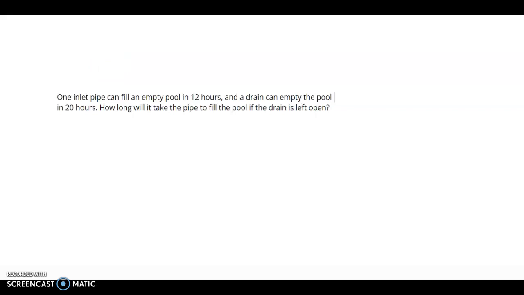Okay, we have a work problem here. We have an inlet pipe that can fill a pool in 12 hours and a drain can empty the pool in 20. So how long will it take the pipe to fill the pool if the drain is left open?